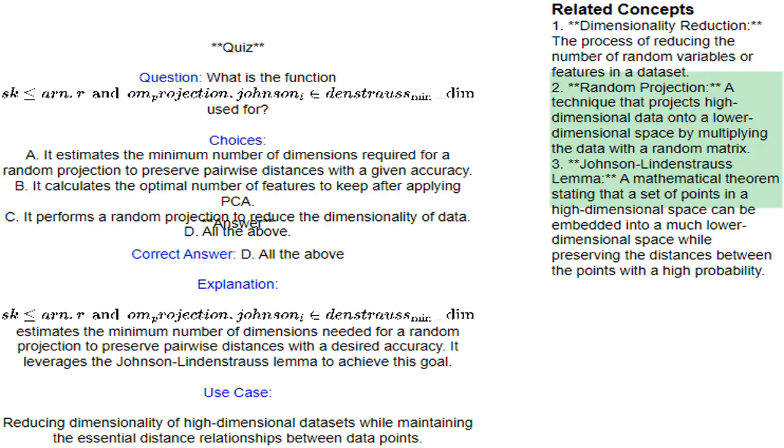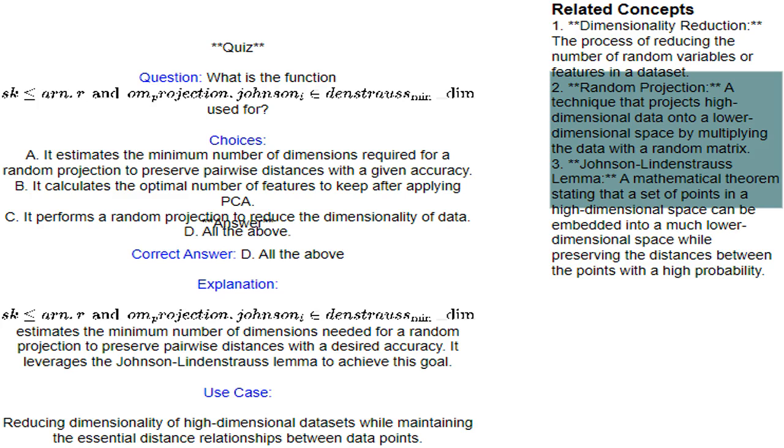Random projection: a technique that projects high-dimensional data onto a lower-dimensional space by multiplying the data with a random matrix. Imagine projecting a 3D point (x, y, z) onto a 2D plane by multiplying it with a random 2x3 matrix. This effectively reduces the dimensionality of the point while preserving some aspects of the original relationships between points.